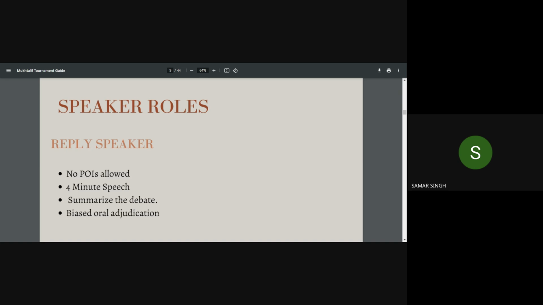That is what a biased oral adjudication is, that you can be biased for your own team. An oral adjudication is the justification given by the judge after all these speeches, after the debate ends. Biased oral adjudication is basically for the speaker who's presenting their point. It is presented by the reply speaker within those 4 minutes.